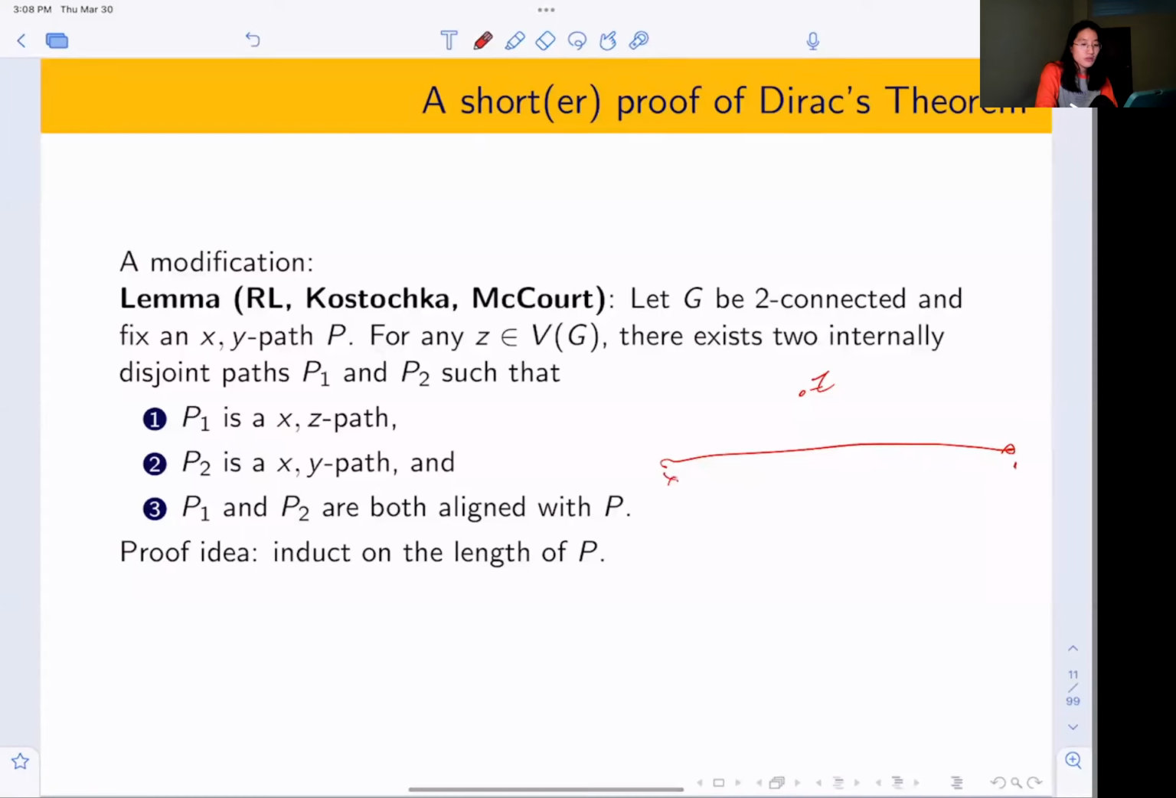So what the new lemma says is that there exist two paths, P1 and P2, such that P1 goes from X to Z, P2 goes from X to Y. These are internally disjoint and they're both aligned with P. And the idea behind this proof is pretty simple. We're going to induct on the length of the path P.